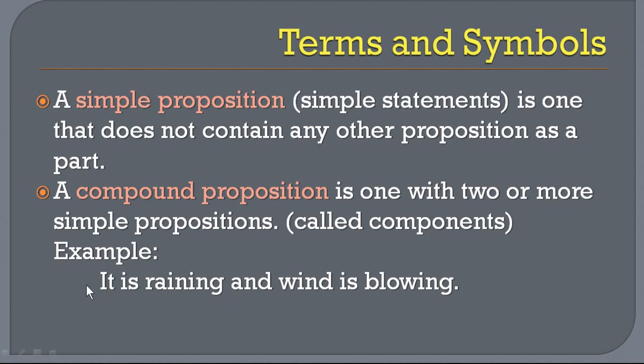So you can see an example here. It is raining and wind is blowing. It is raining is a proposition. Wind is blowing is a proposition. You will have a connective here. So and is a connective. So when you read it, you call it a compound proposition.